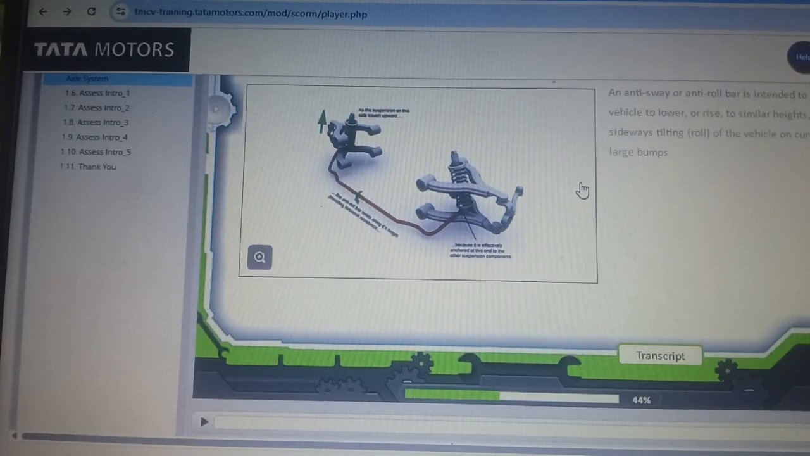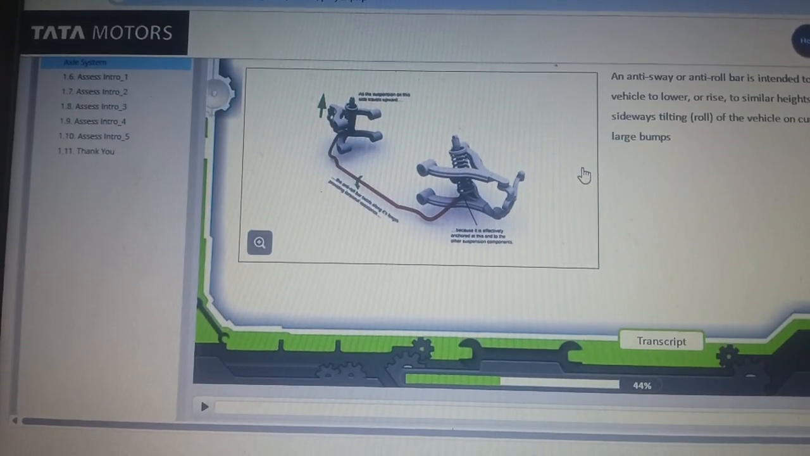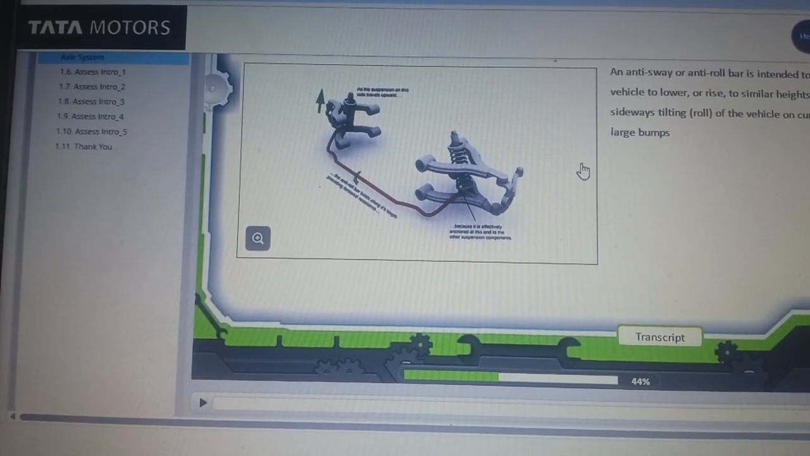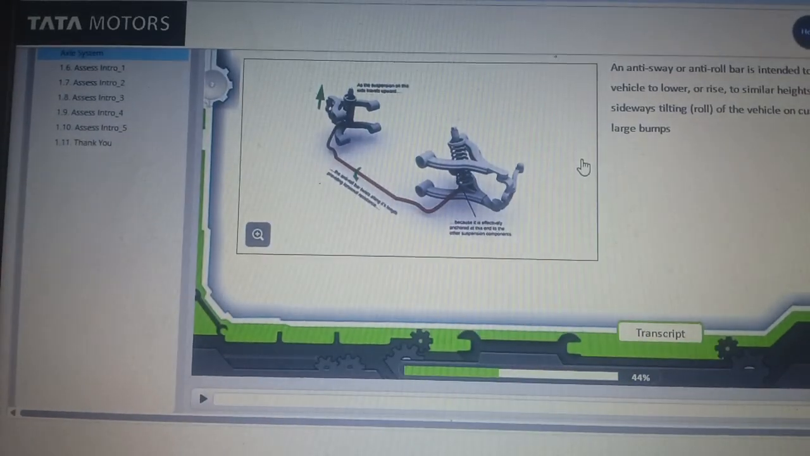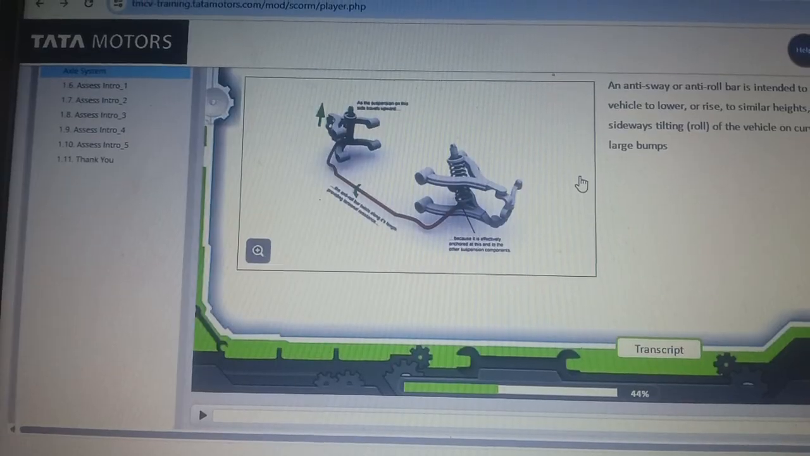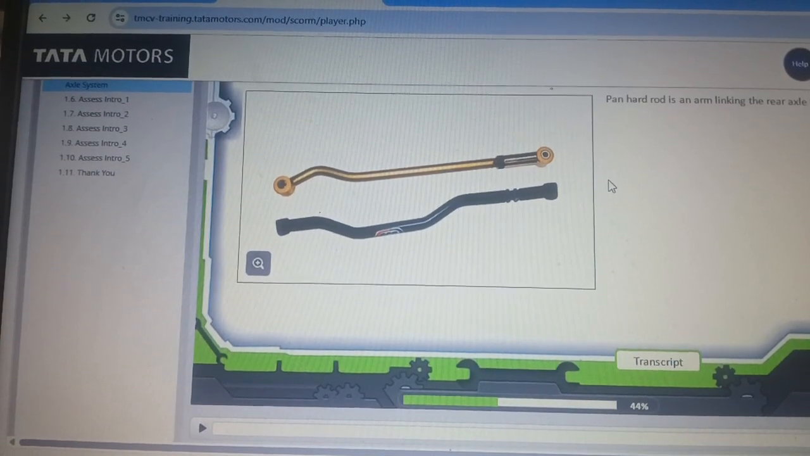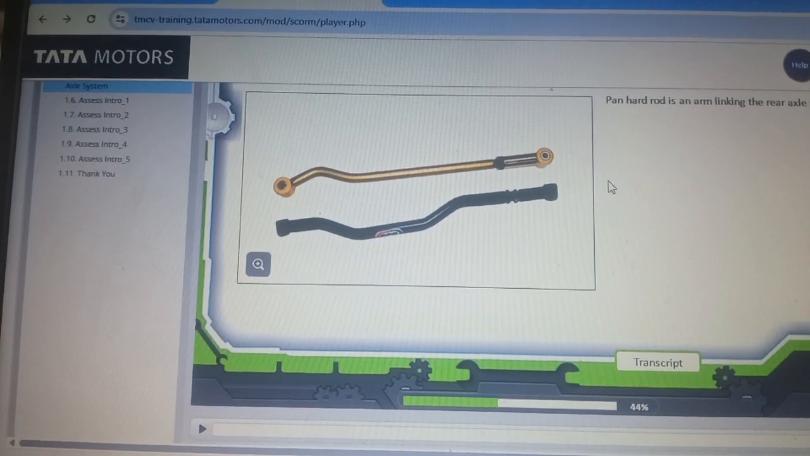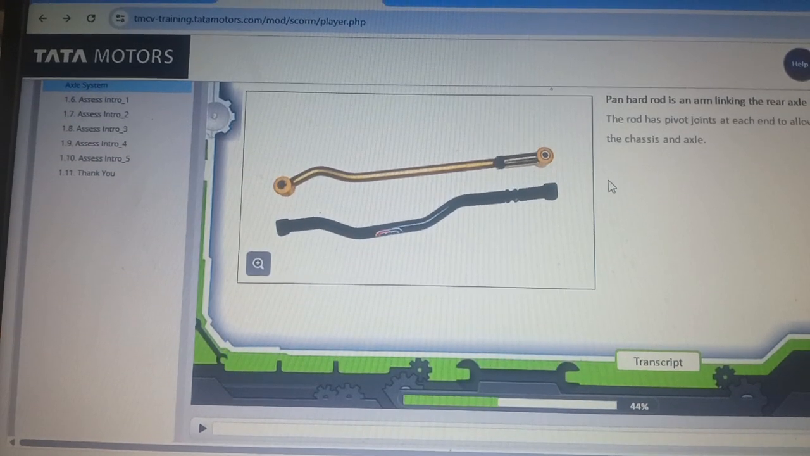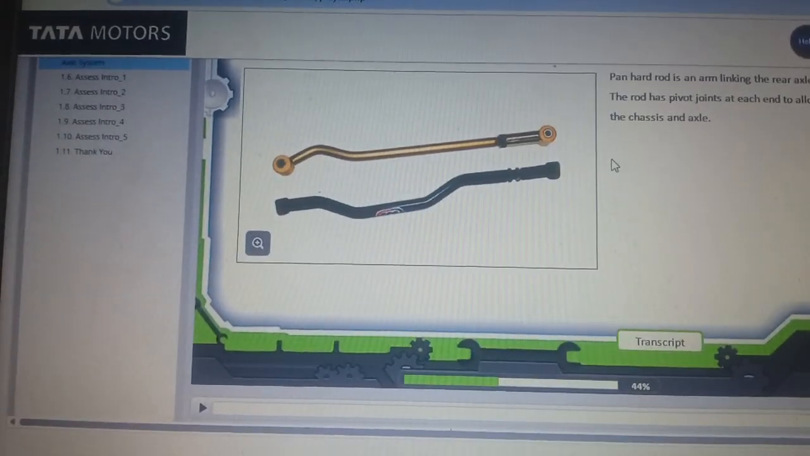Anti-roll bar. An anti-sway or anti-roll bar is intended to force each side of the vehicle to lower or rise to similar heights to reduce the sideways tilting roll of the vehicle on curves, sharp corners, or large bumps. Panhard rod. Panhard rod is an arm linking the rear axle to the body. The rod has pivot joints at each end to allow the movement of the chassis and axle.